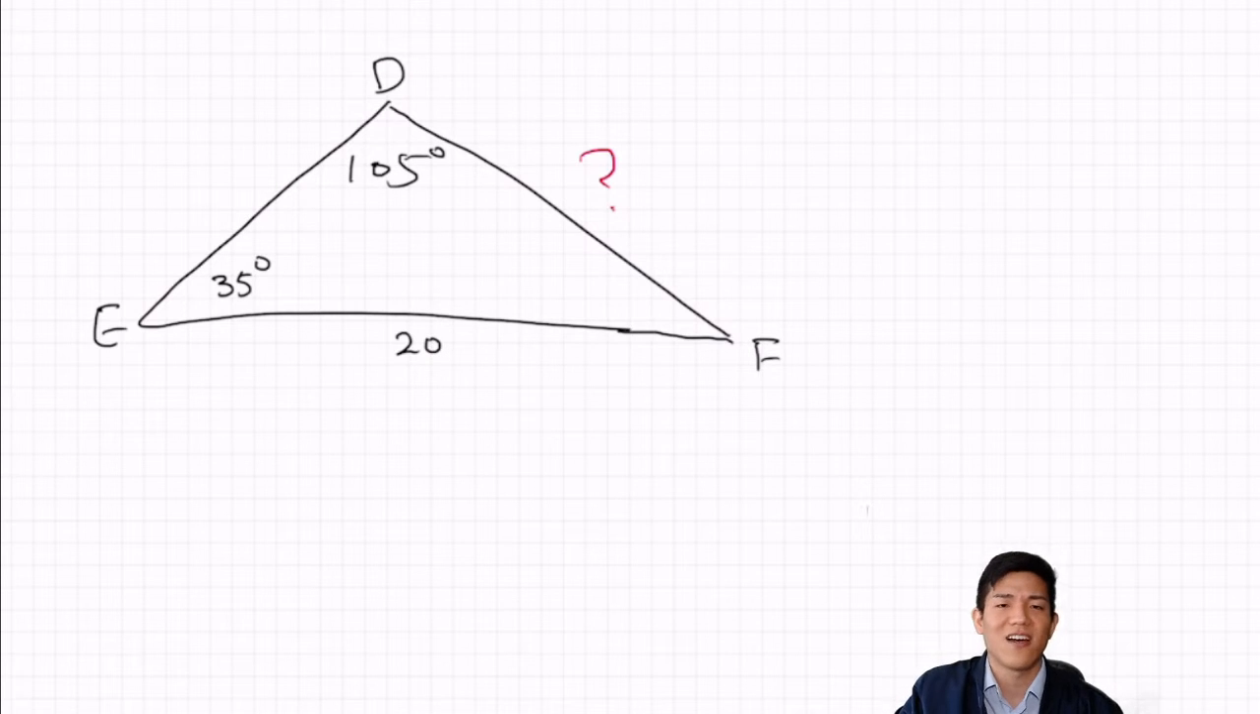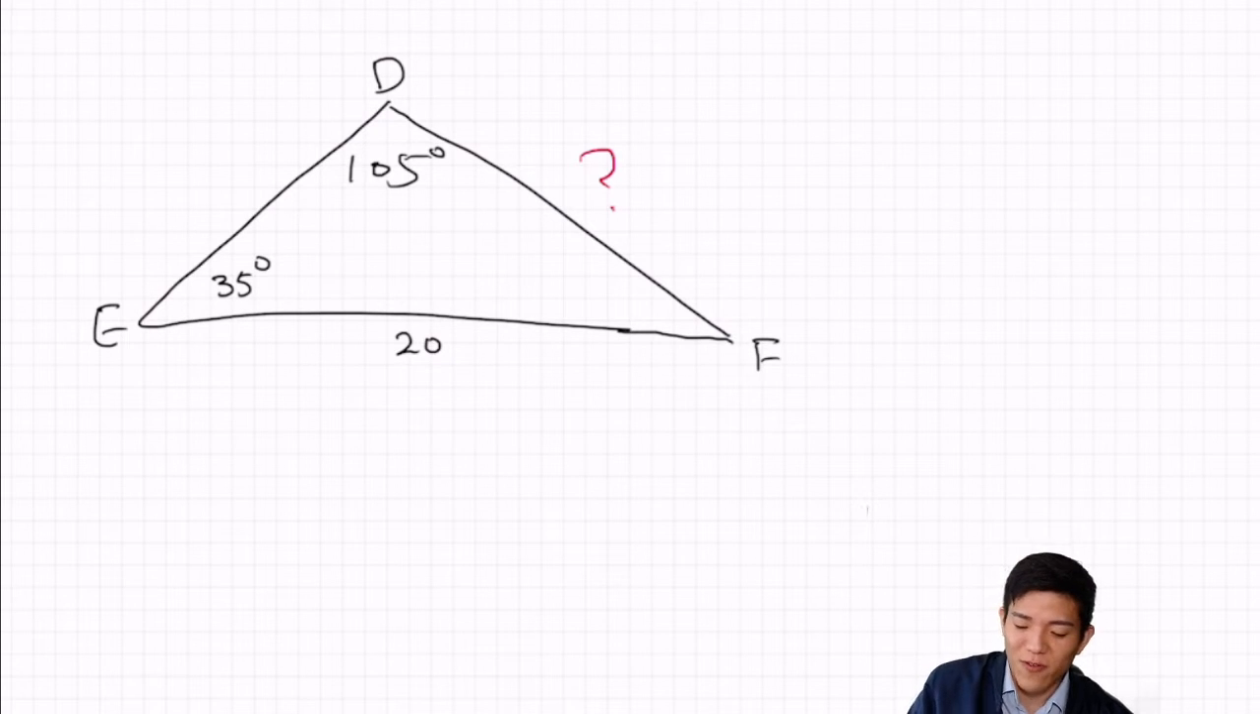And notice how this is not a right triangle. So far we've used the Pythagorean theorem or trig functions only for right triangles. But with the law of sines, as exciting as it gets, we can use this not just for a right triangle, but with any triangle. So let's take a look.